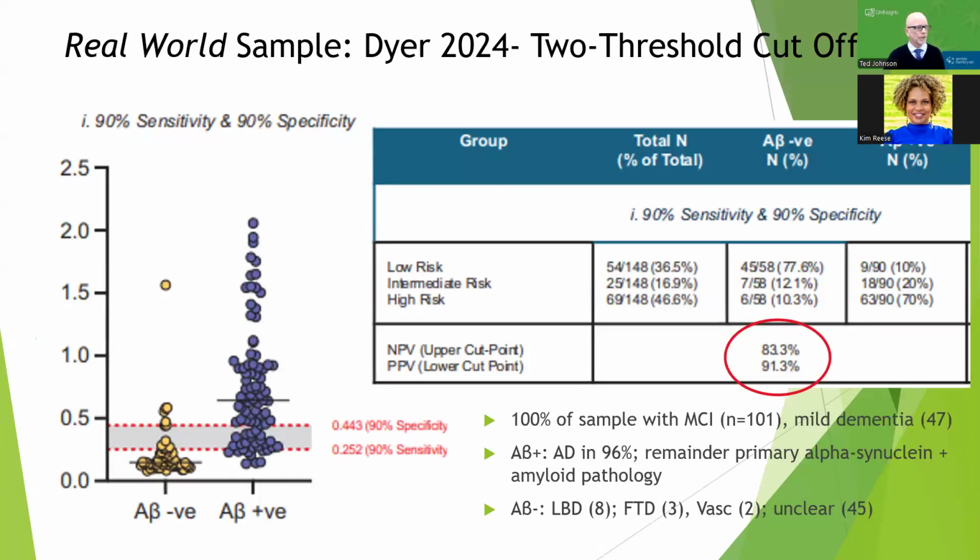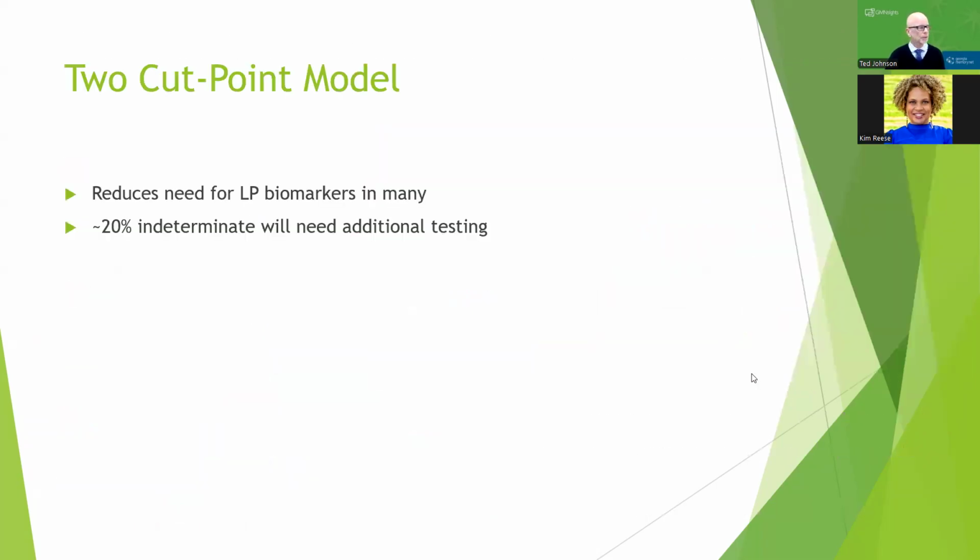If you look at some of the test probabilities in terms of sensitivity and specificity of one of the two-threshold cutoff tests, you can see that the negative predictive value and the positive predictive value can be much better if you use it in the same way that they did in the derivation samples. So it reduces the need for LP biomarkers in many. There needs to be some confirmatory test before people get amyloid targeted therapies.